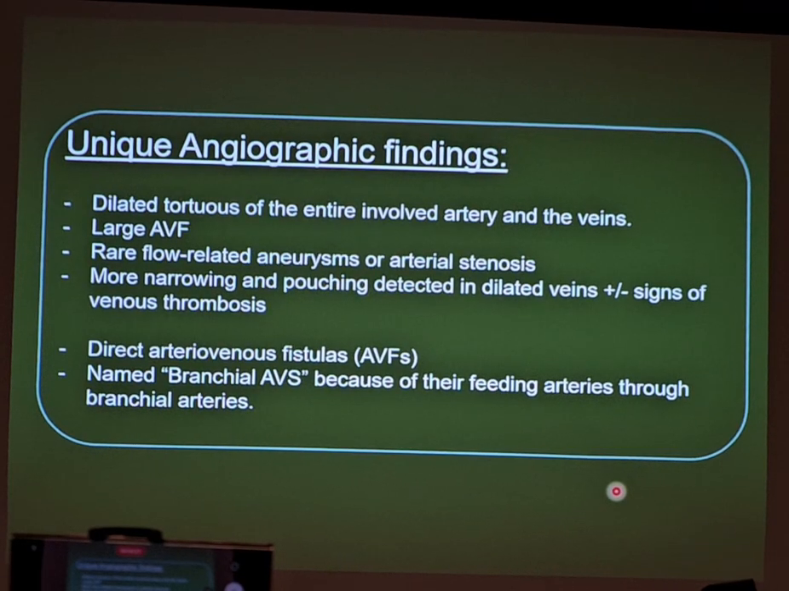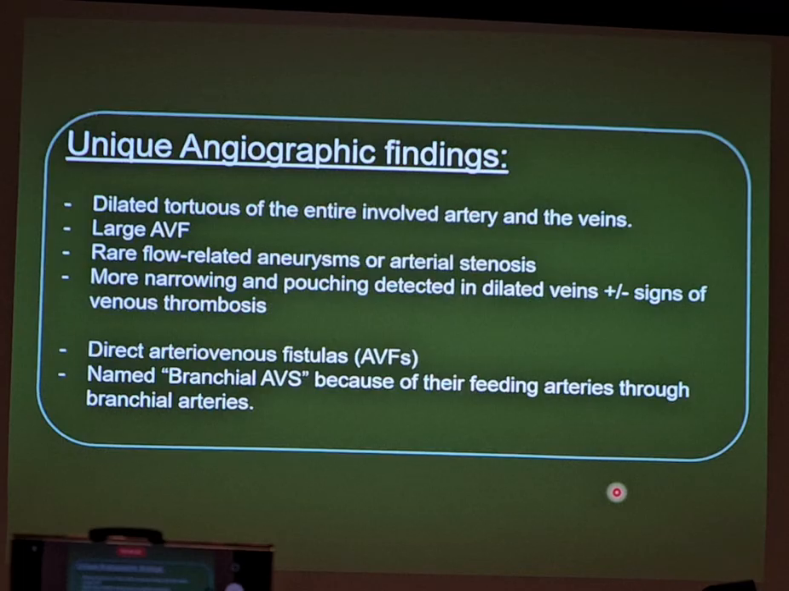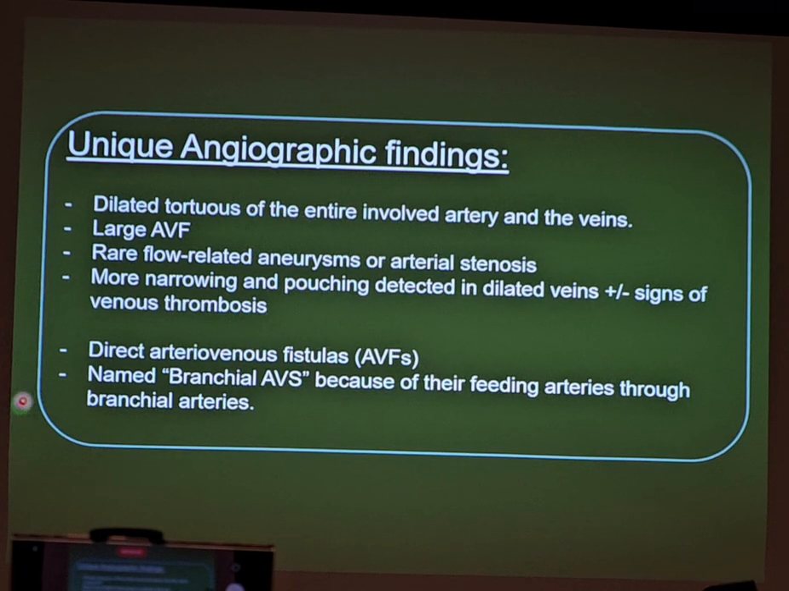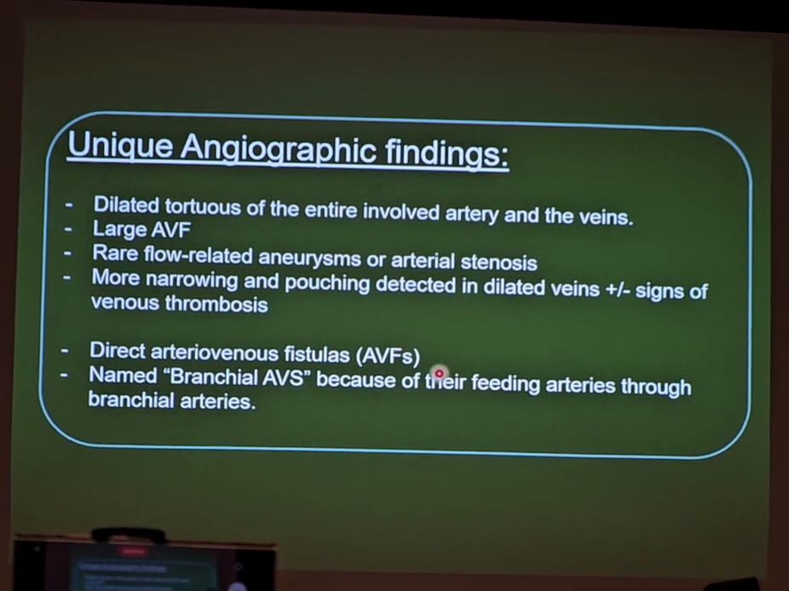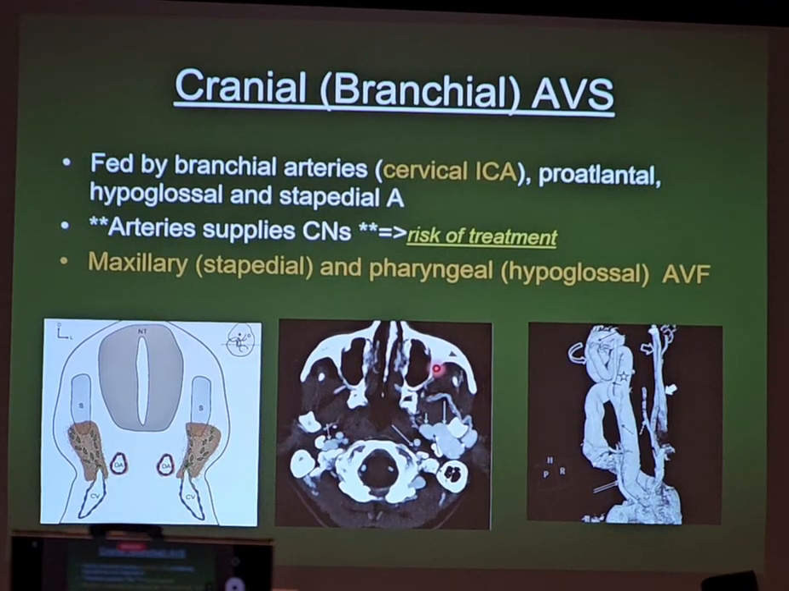They have very unique angiographic findings, which are very, very dilated tortuous arteries and veins. With a large fistula, we have a hard time figuring out exactly where the junction is between the giant, large artery and the large veins. There could be some narrowing segment, but most of the time it's not very easy.